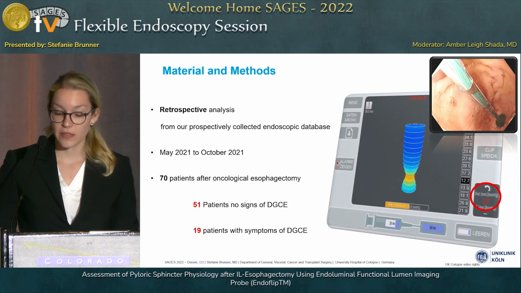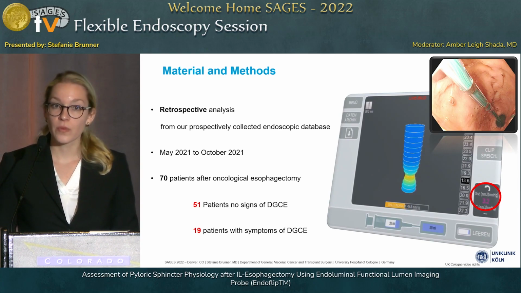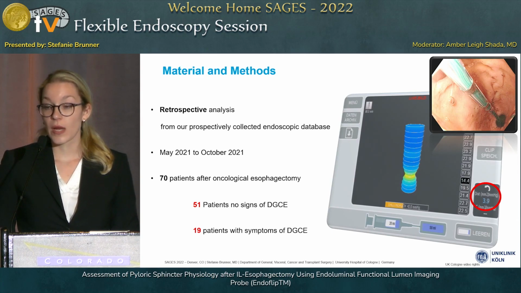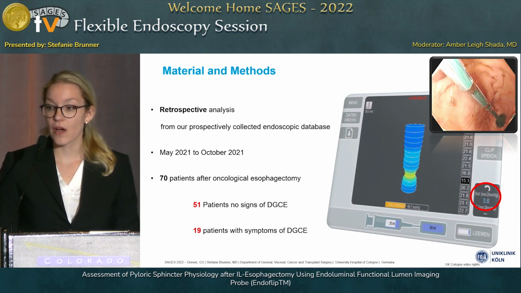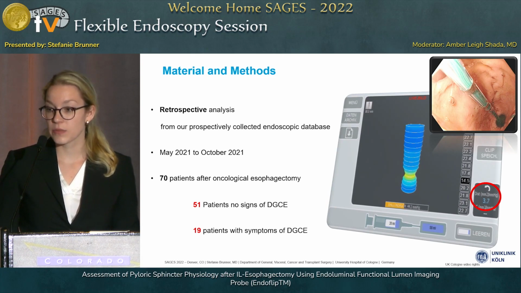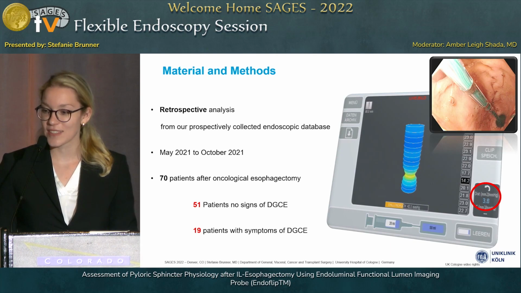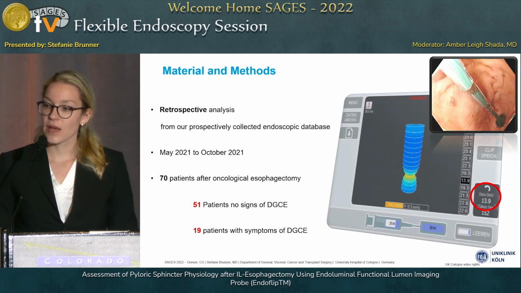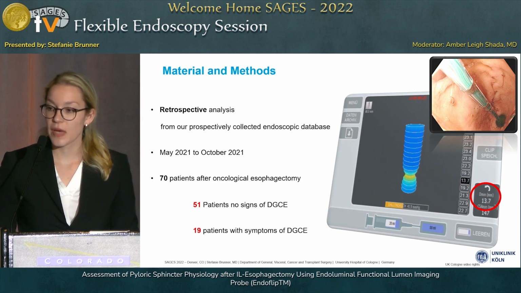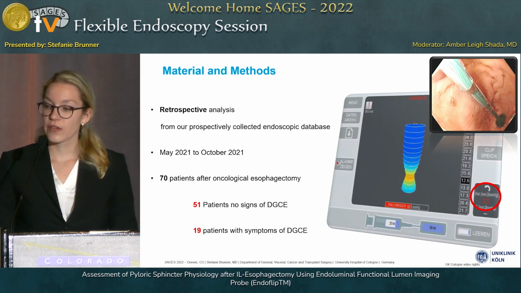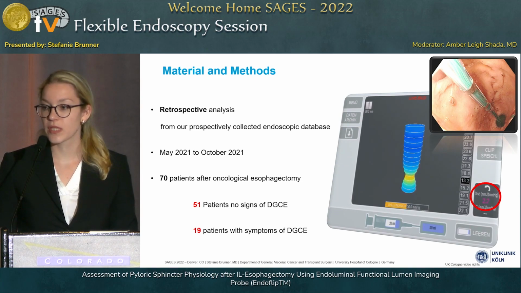We performed a retrospective analysis from May to October 2021 at our university hospital. We were able to include 70 patients after esophagectomy. 51 patients had no signs of DGCE, and 19 patients suffered from DGCE. On the right, as I promised, you can see the Endoflip measurement of a DGCE patient. You can see the reduced distensibility of around 3 and the very spastic pylorus, represented as the narrow shape with a reduced diameter as well.